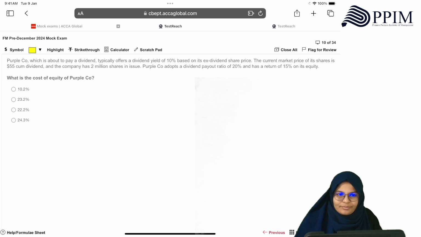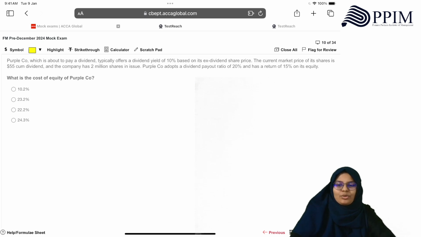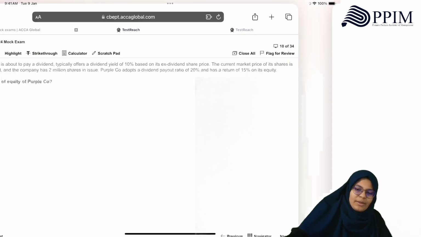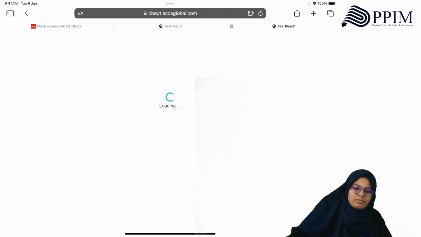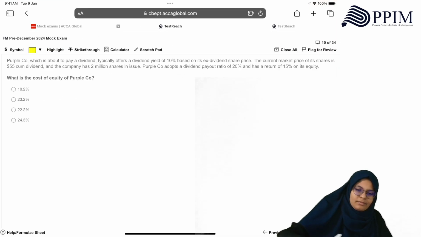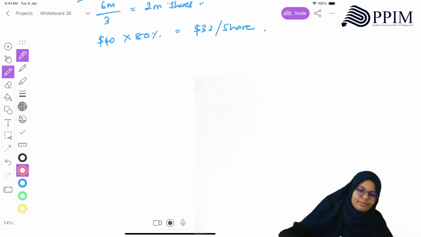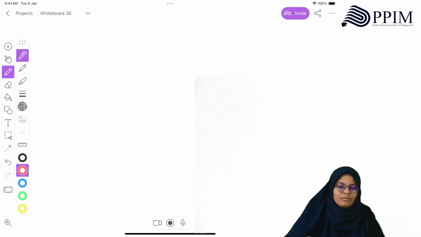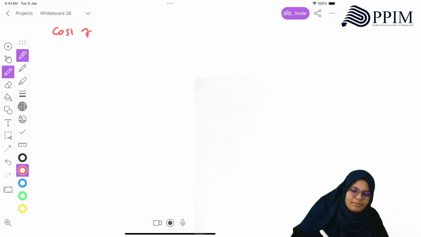Then they're saying, company has 2 million shares in issue. They have a payout ratio of 20% and a return of 15% on its equity. What's the cost of equity of Purple Company? Right. So what I will do is, I know I have to use the dividend valuation model. So let me start by writing down that equation. So I need the cost of equity using the dividend valuation model.